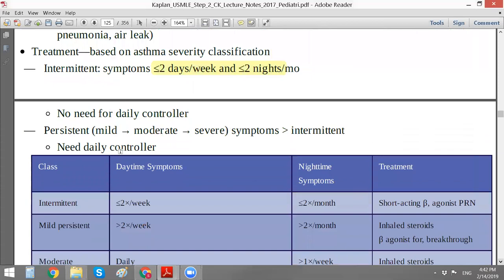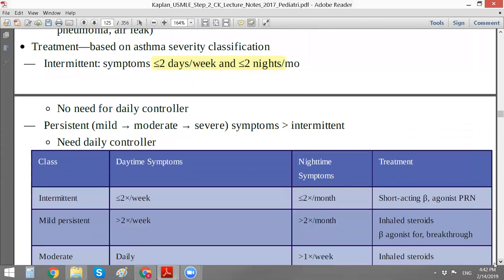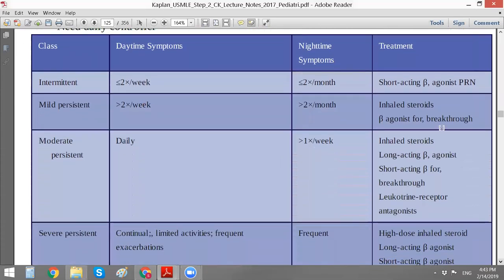Then persistent, which is mild, moderate, or severe. Now symptoms are greater than intermittent, so we need a daily controller. Mild persistent is greater than 2 per week and greater than 2 per month, so this is inhaled steroids with beta agonist for breakthrough. Moderate persistent is daily, greater than once per week, more than 4 times per month, and treatment is inhaled steroids, LABA, SABA, and leukotriene receptor antagonist.